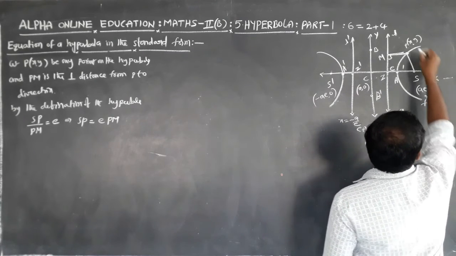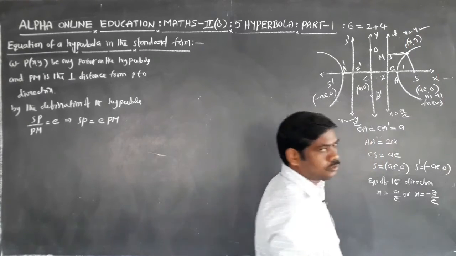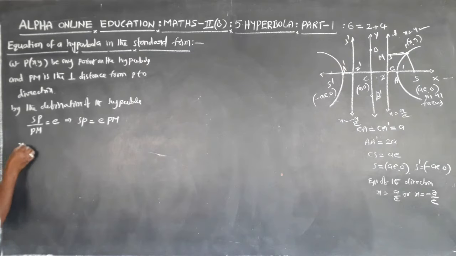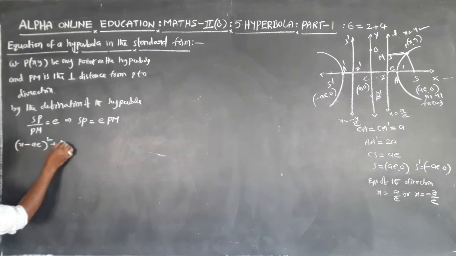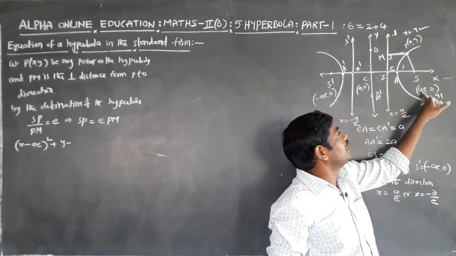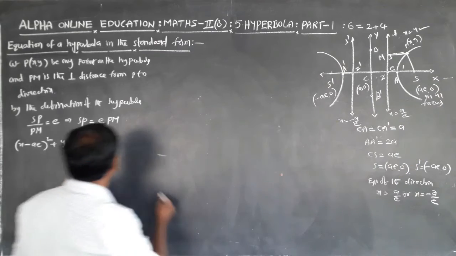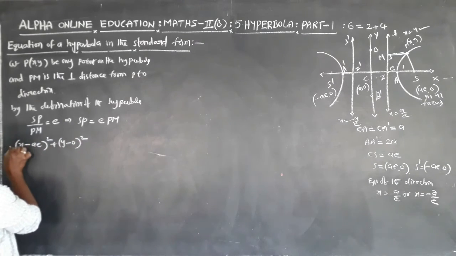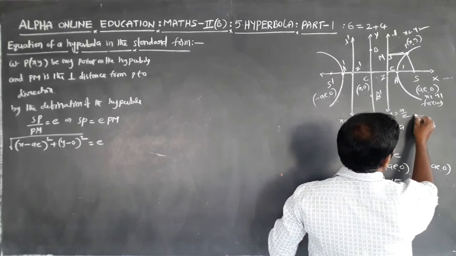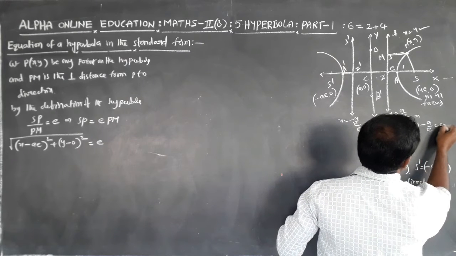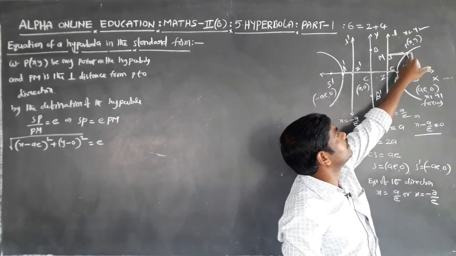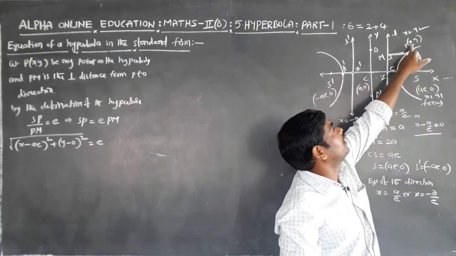SP means the distance between the 2 points. Let S be the point (x1, y1) and P the point (x2, y2). The distance between the 2 points is the square root of (x2 minus x1) whole squared, meaning (x minus ae) whole squared, plus (y2 minus y1) whole squared, meaning (y minus 0) whole squared, equal to e into PM. x equal to a by e, that is x minus a by e equal to 0, is the equation of the directrix. Here PM means the perpendicular distance from P to the directrix.